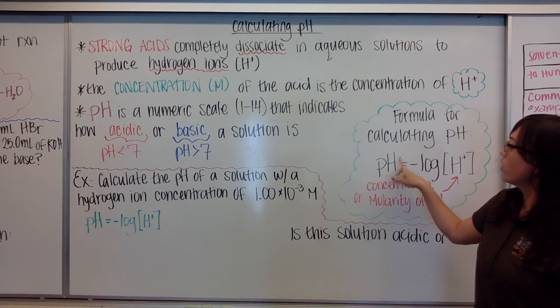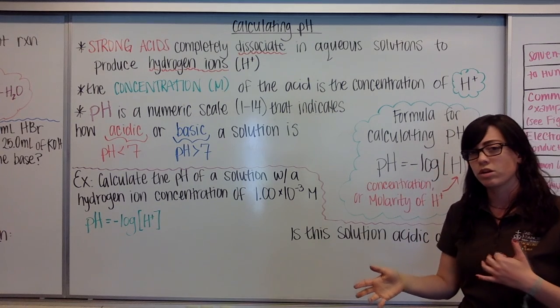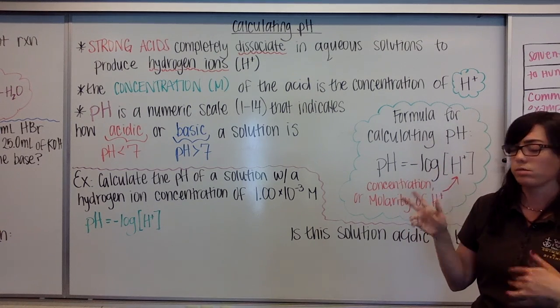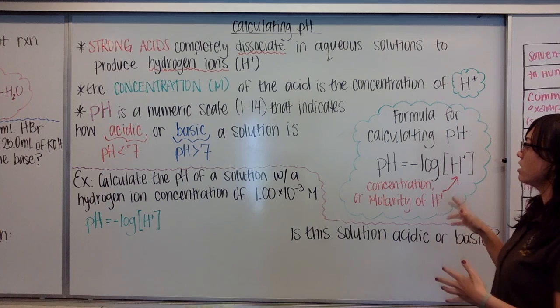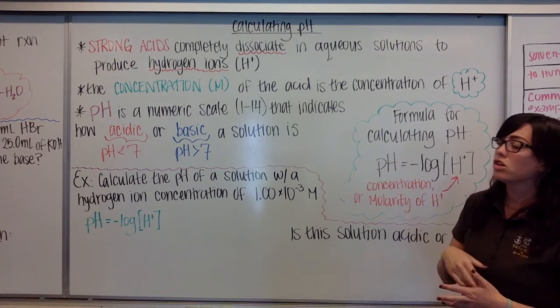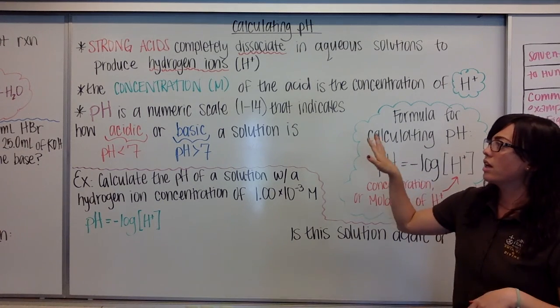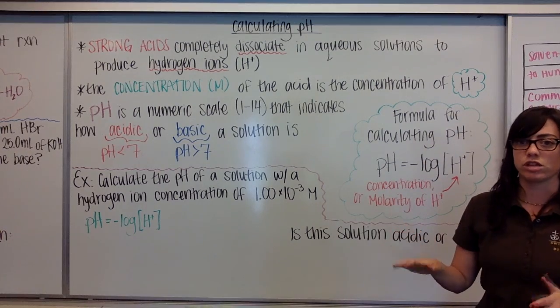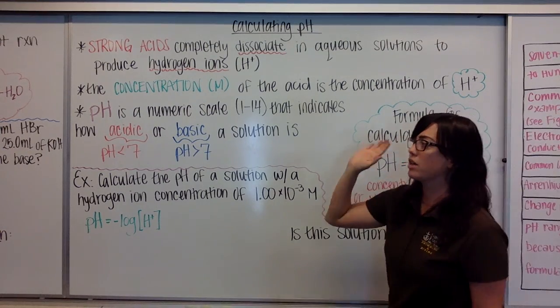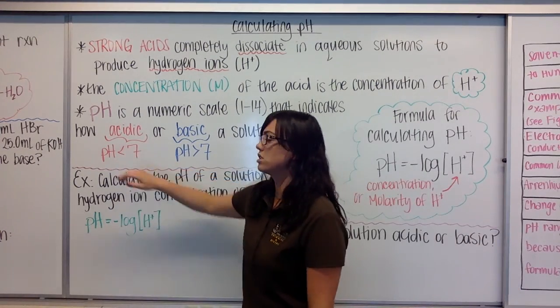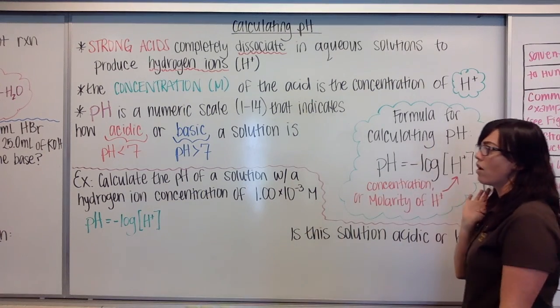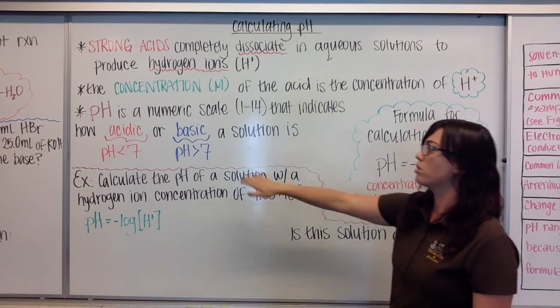Remember, you're probably wondering, pH, that sounds kind of familiar from middle school. Maybe Ms. Thomas or Ms. Frankovic have talked about it already this year. But pH is just a numeric scale that indicates how acidic or basic a solution is. So if something has a pH less than 7, it's considered acidic. If something has a pH of more than 7, it's considered basic.